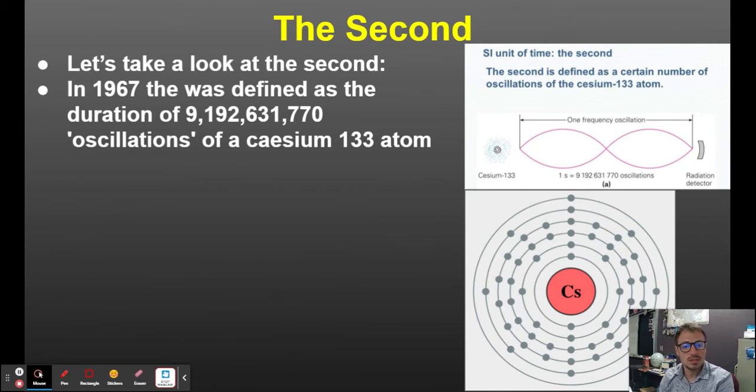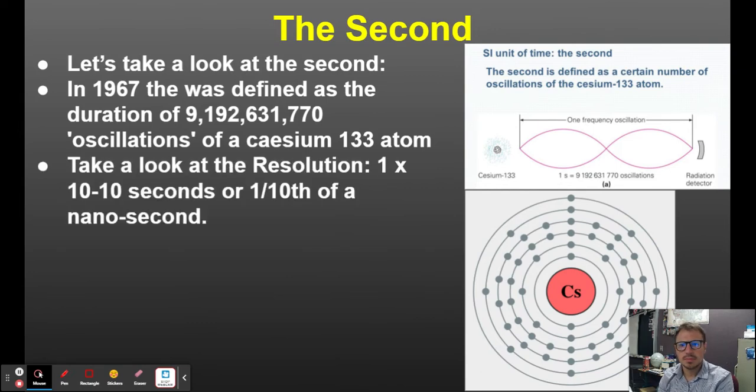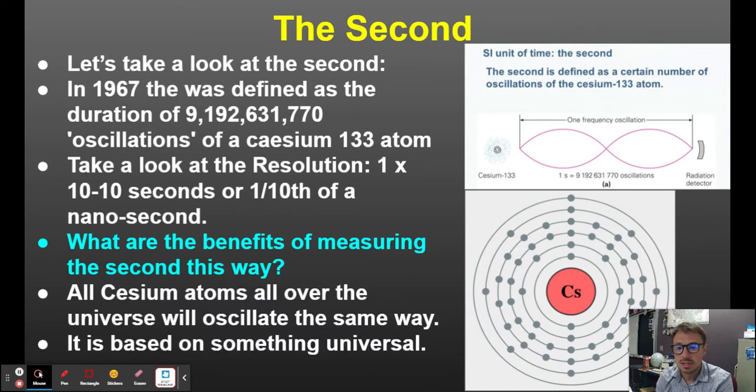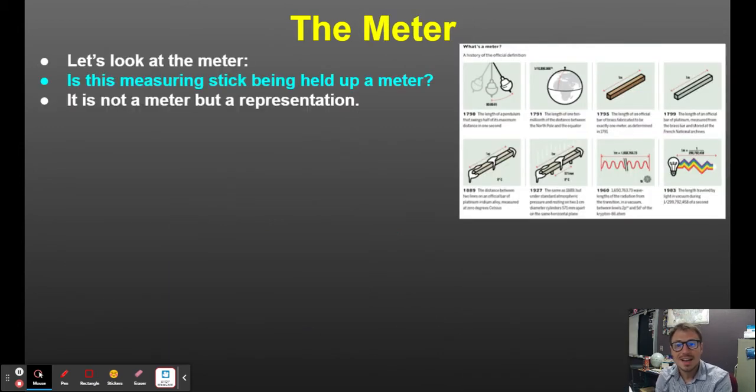So that valence electron of cesium oscillates states very reliably, every over 9 billion times, and that's what's defined as the second. The benefit of this is that it's universal. Cesium atoms all over the universe will oscillate in the same way. It's based on something universal. Same thing with the meter.